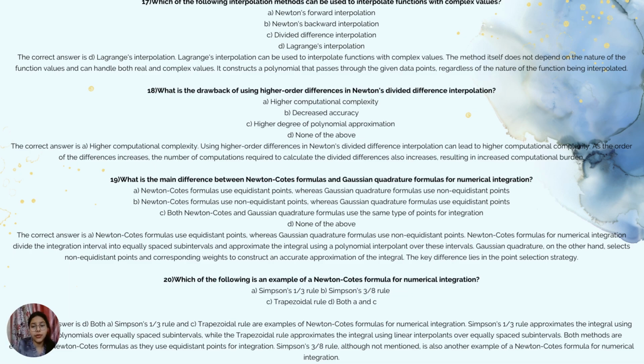Simpson's 1 by 3rd rule approximates the integral using quadratic polynomials over equally spaced subintervals, while the trapezoidal rule approximates the integral using linear interpolants over equally spaced subintervals. Both methods are examples of Newton-Cotes formulas as they use equidistant points for integration. Simpson's 3 by 8 rule, although not mentioned in the options, is also another example of a Newton-Cotes formula for numerical integration.